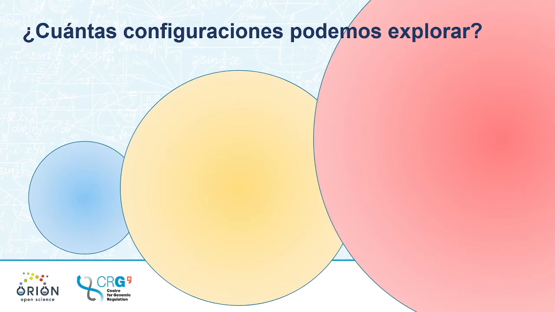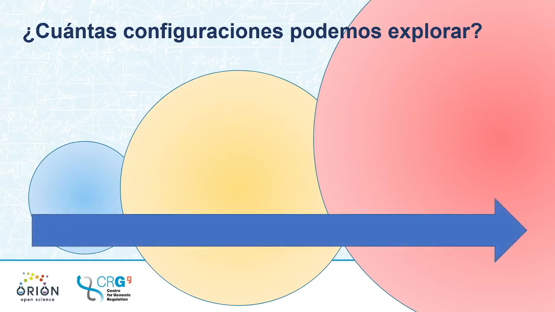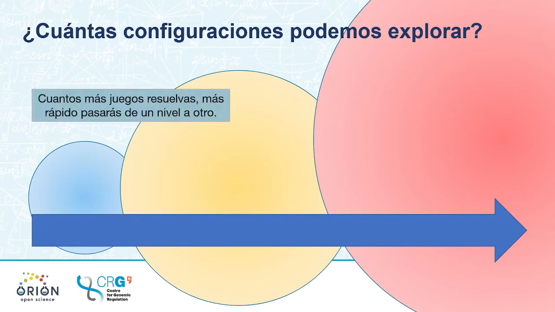The answer is, it depends on the difficulty of the level that we are playing at. In fact, the game is divided into 3 levels: easy, intermediate, and difficult. The more games you solve, the faster you will move from one level to another. In particular, in the easy level, the player will have to rearrange 8 DNA fragments, which correspond to 4 times 10 to the 4th configurations.